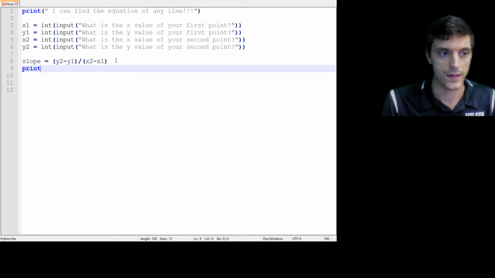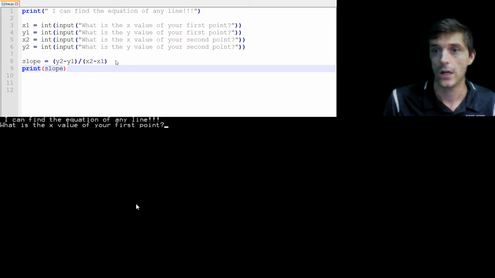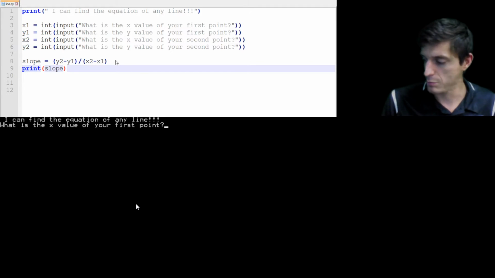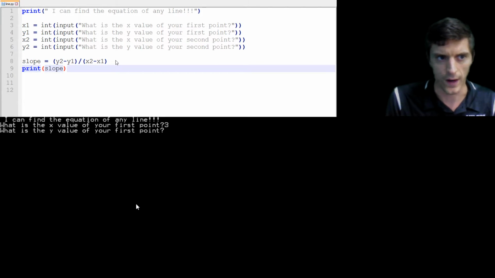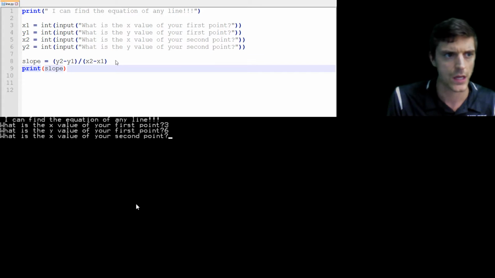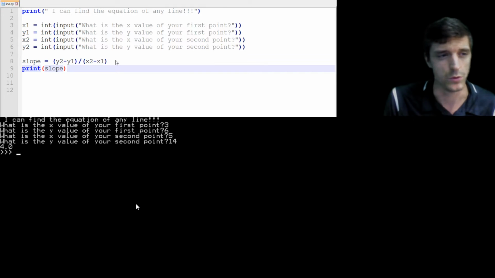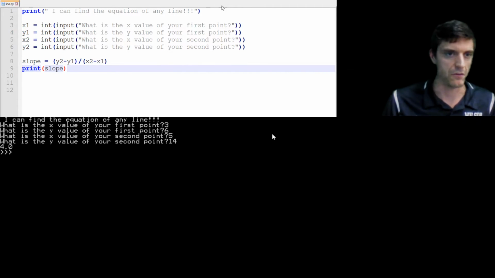Let's run this real quick to make sure that it works. So I'm just going to print the slope off immediately afterwards. So let's see what happens. I printed off, what's the x value of first point? I believe it was 3, and the y value of first point was 6. X value of your second point was 5, y value of your second point was 14. So if we get the same ones, we know the slope should be 4. What do you know? We get 4 out.